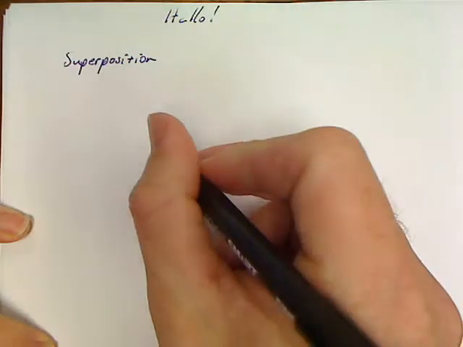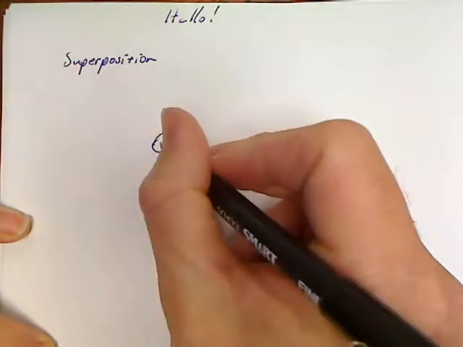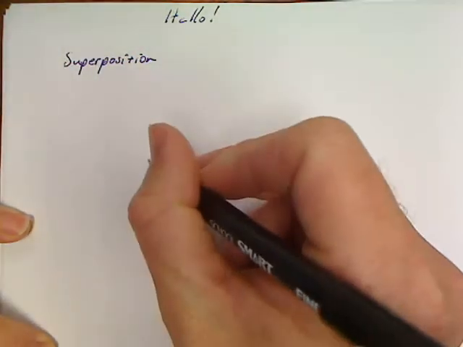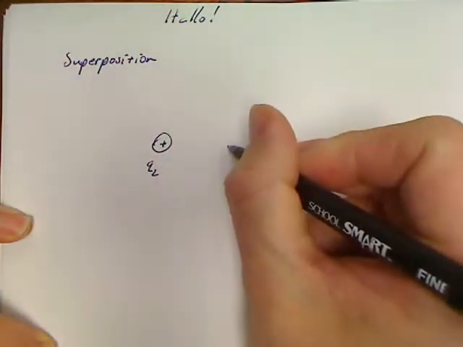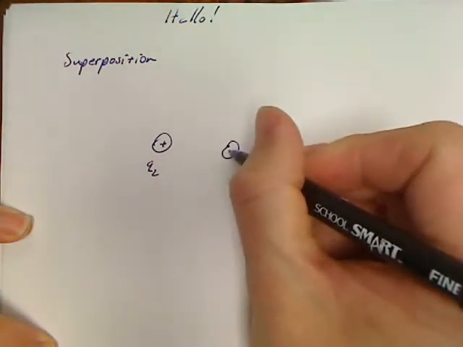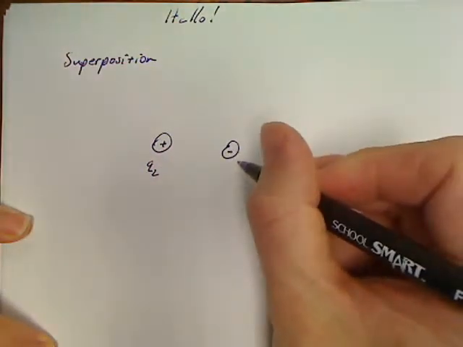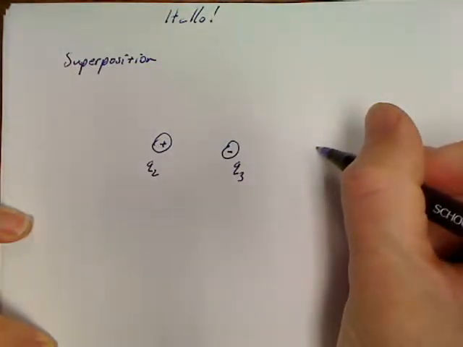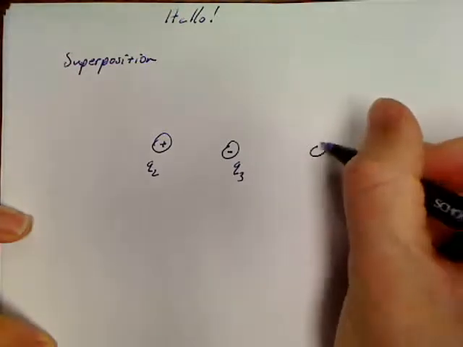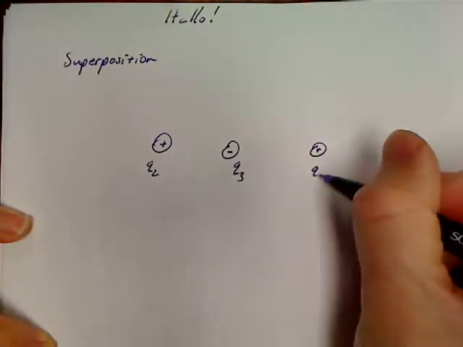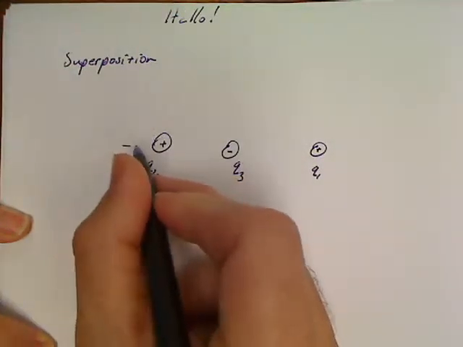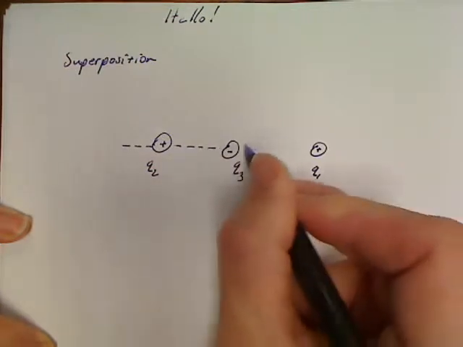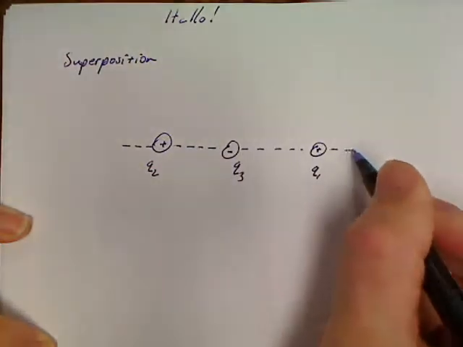You've got three charges. You've got a positive Q2 charge, a negative Q3, and you've got a positive Q1, and all of those lie within the same plane.